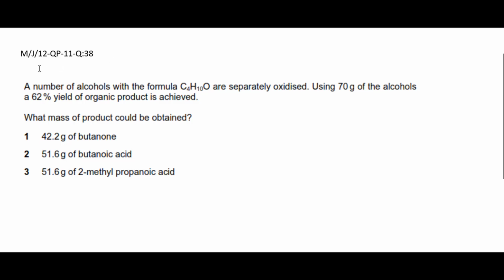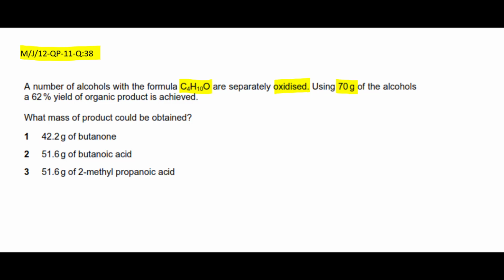So this is a question from MJ12, question paper 11, question number 38. In this question they're saying that a number of alcohols with the formula C4H10O are separately oxidized. So we are oxidizing the alcohols and using 70 grams of the alcohols. A 62% yield of the organic product is achieved.